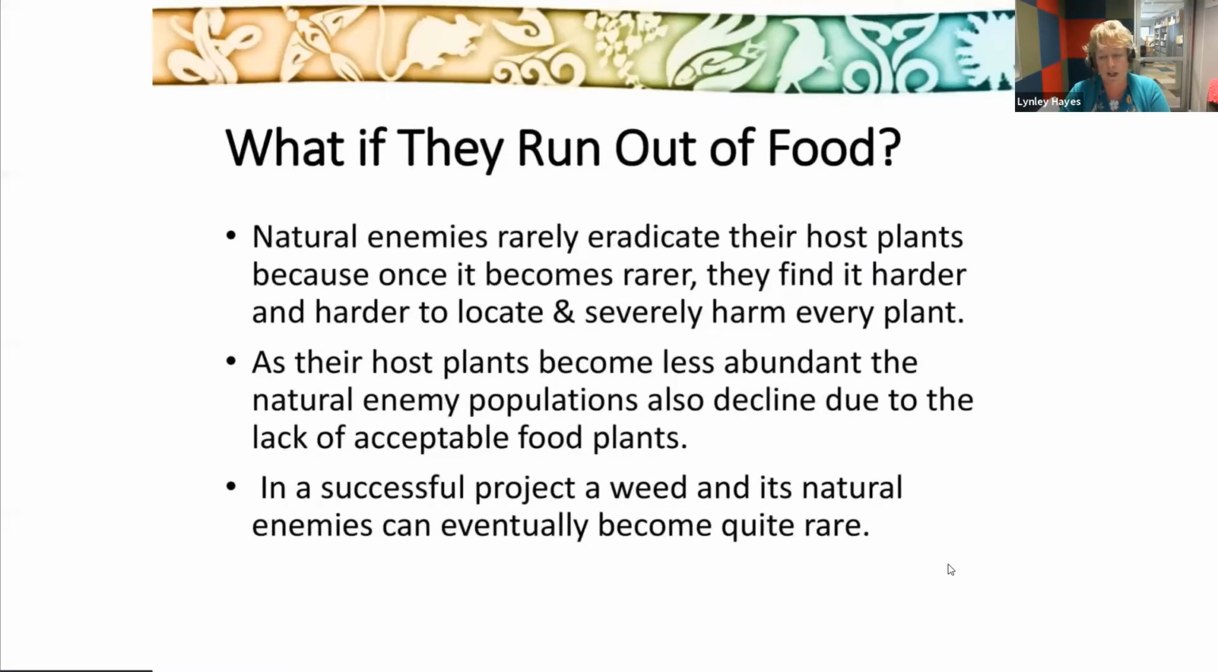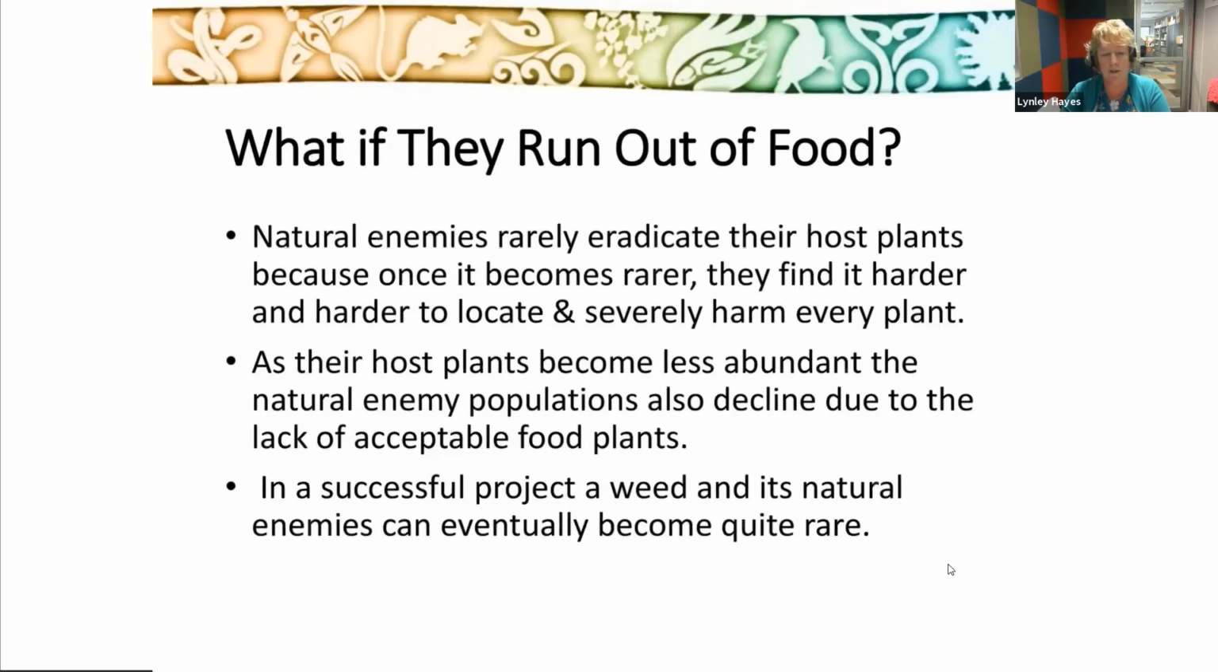Now, this is a question you can guarantee that you will get asked. What will happen if your natural enemy runs out of food? Well, natural enemies hardly ever eradicate their host plant, and only usually if they do on a local scale, but not from the whole country. Because as the plant becomes rarer, it's harder and harder for them to find them. And some escape attack because they're just harder to find, or they're hiding somewhere under another plant.